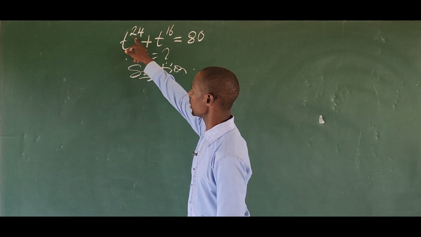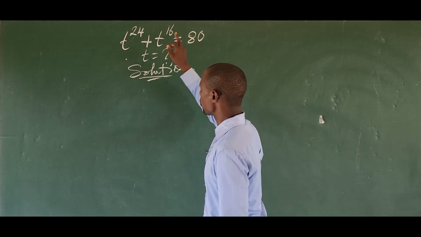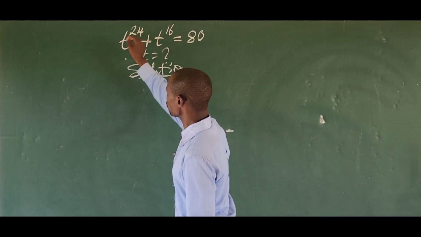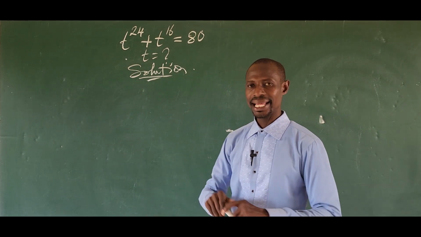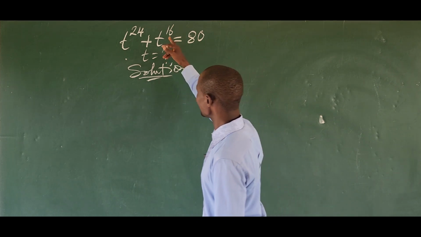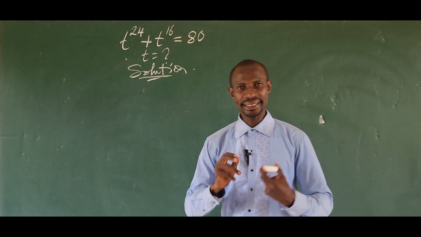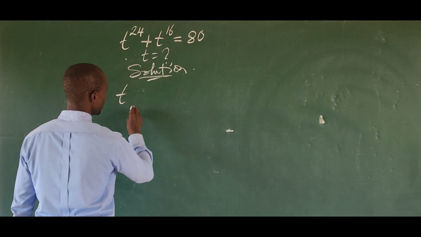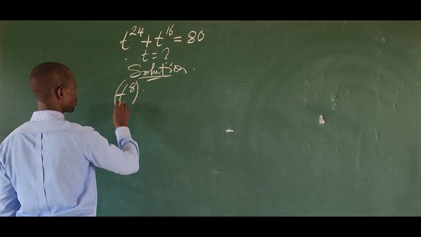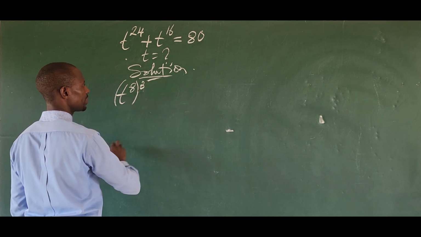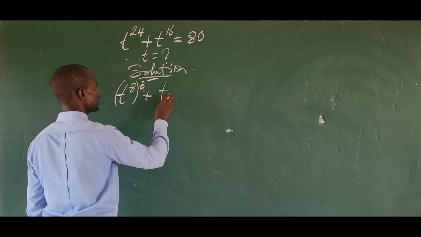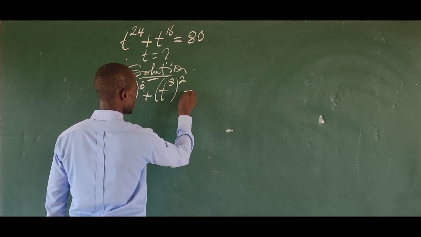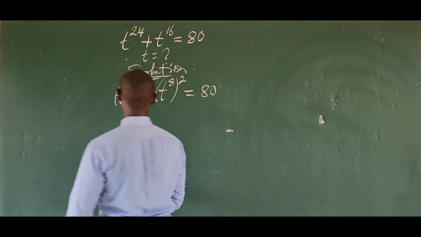Look at this power here. We have to rewrite this power, and we also have to rewrite this power. We can rewrite 24 as 8 times 3, and we can rewrite 16 as 8 times 2. So let's go ahead and rewrite this. This gives us t to the power of 8 all raised to the power of 3, plus t to the power of 8 all raised to the power of 2, equal to 80.